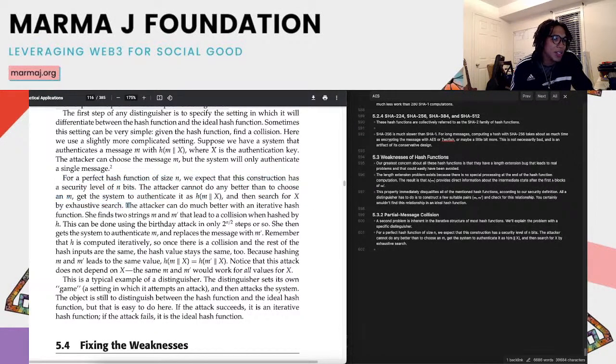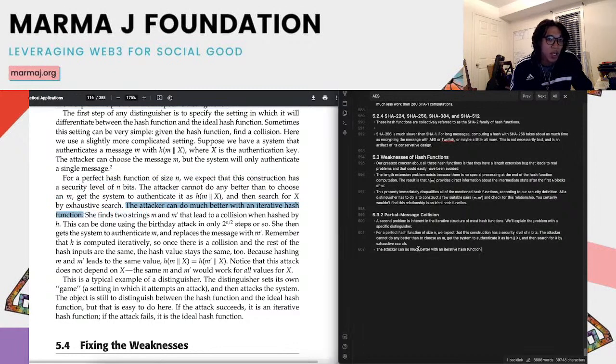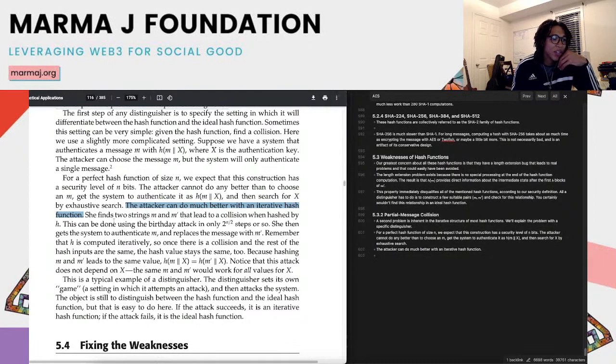But the idea is the attacker can do much better with an iterative hash function. You find two strings that have a collision. You do a birthday attack. Then you set the system to authenticate the message, and you replace the message with M prime.